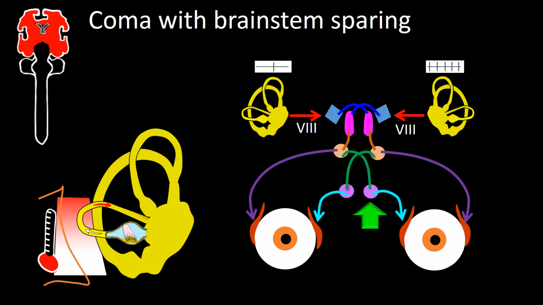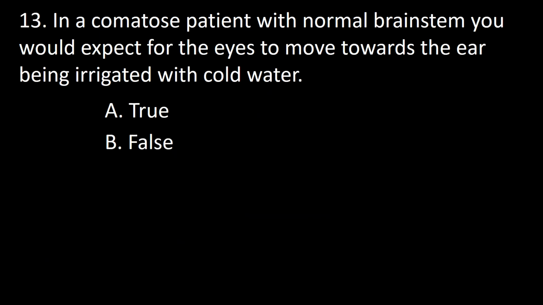In addition, the right cranial nerve 6 nucleus will, through the medial longitudinal fascicle, activate the left medial rectus nucleus in the third cranial nerve nucleus, and from this nucleus the third cranial nerve will carry electrical activity that will activate and contract the medial rectus of the left eye. This constellation of events will produce slow eye movements in the direction of the irrigated ear, as displayed in this animation. So the answer to this question is true.